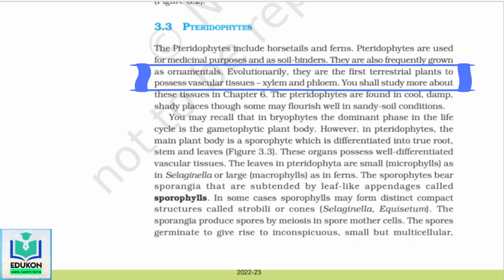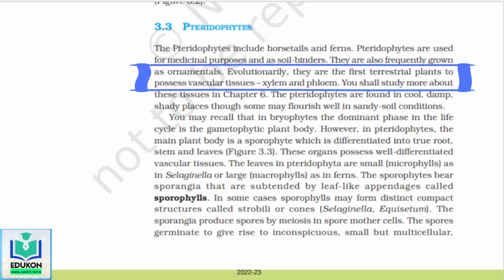Evolutionarily, they are the first terrestrial plants to possess vascular tissues. What are the vascular tissues? Xylem and phloem. We will study more about the structure of xylem and phloem in chapter 6. The pteridophytes are found in cool, damp, shady places, though some may flourish well in sandy soil conditions.